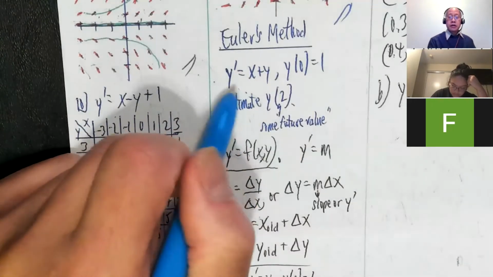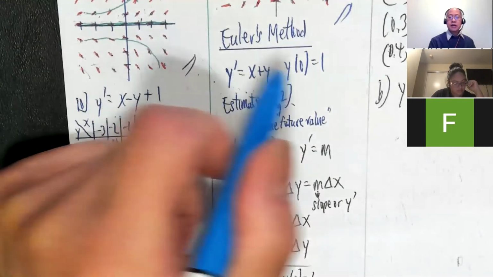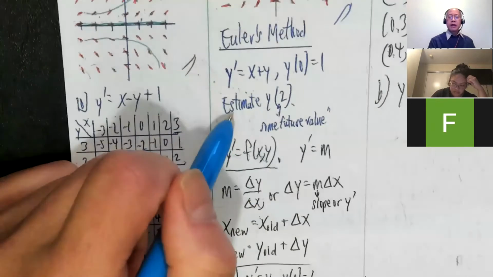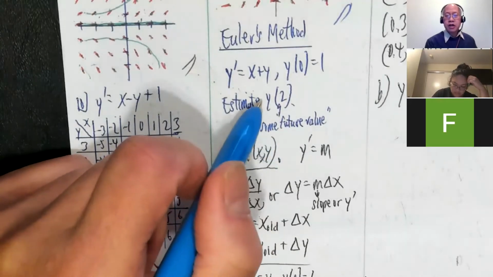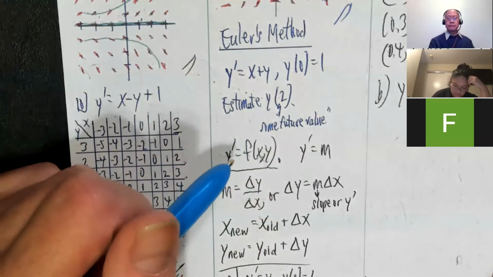All right, so a differential equation that looks like y prime equals stuff with x and y. An initial condition, where do I drop the particle? y of 0 is 1. And we want to estimate some future value, estimate y of 2. And don't get scared by that y of 2. It means the same thing as f of 2. y of 2, f of 2, same thing.